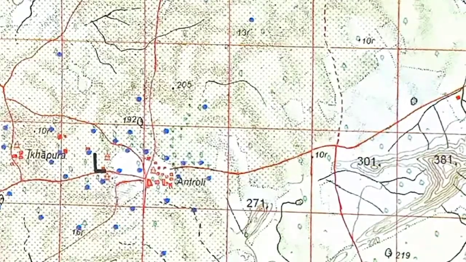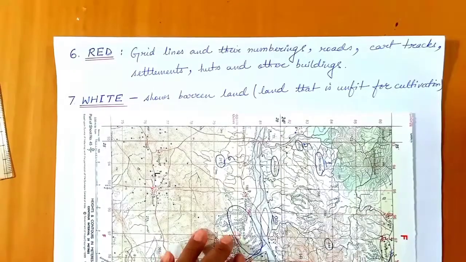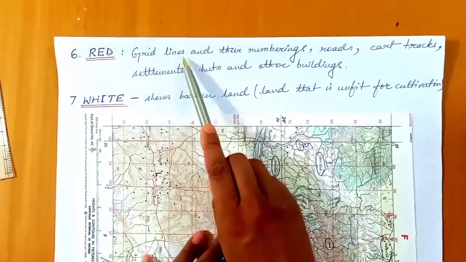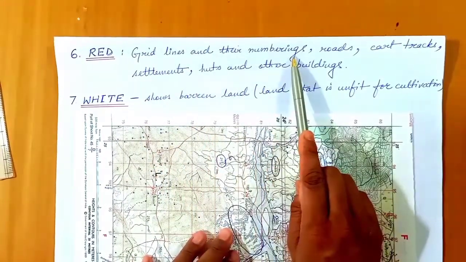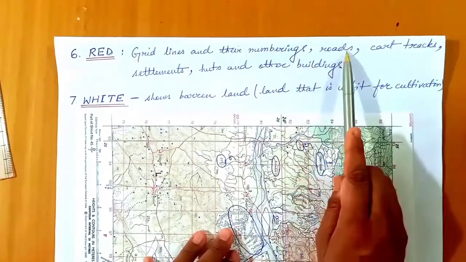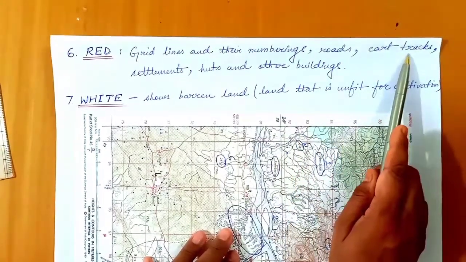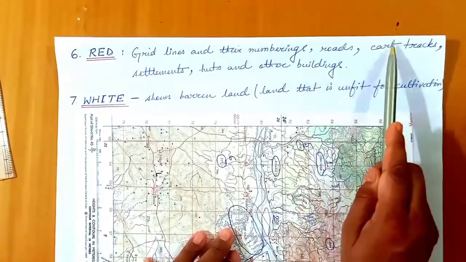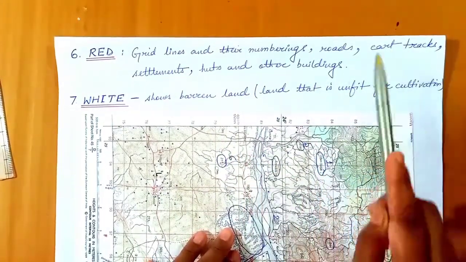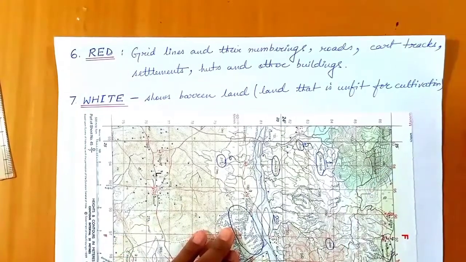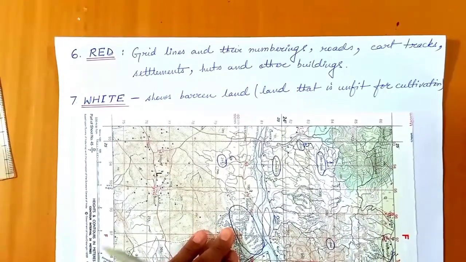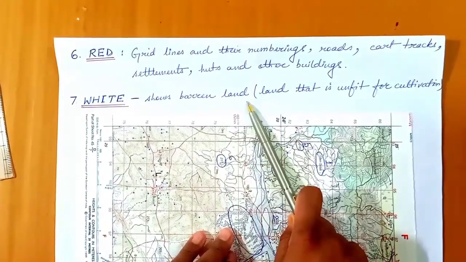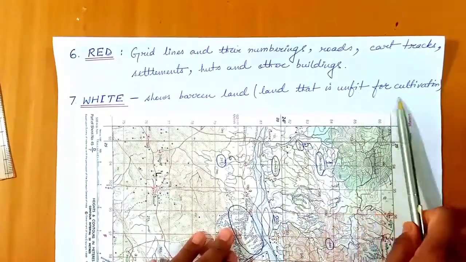The next color is red. Red is used to show grid lines and their numbering. It is also used to show the roads, cart tracks, settlements, huts and other buildings. Now students, cart track is another means of transport. We will discuss it in the next module. White color is used to show barren land, and barren land means which is unfit for cultivation.